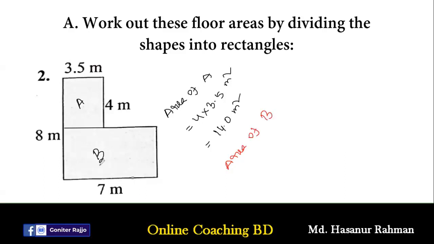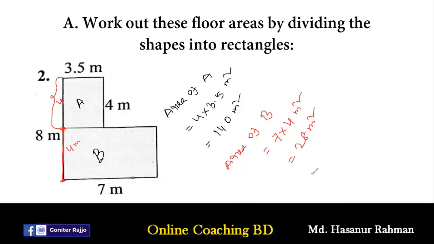Very simple. At first, look at this. From this point to this point, the length of this side is 4. And the total is 8. So the remaining part will be 4 meter. So the length of this part is 4 meter and this length is 7 meter. So area of rectangle B will be 7 multiplied by 4 square meter. That is 28 square meter.